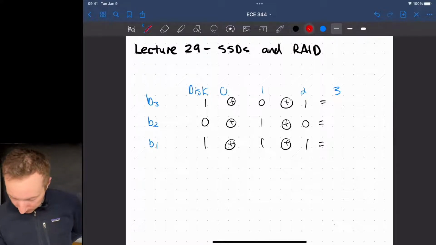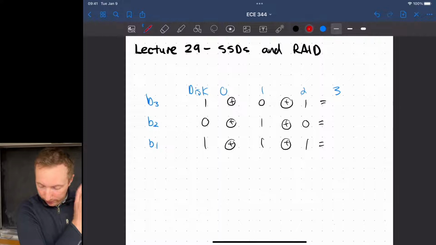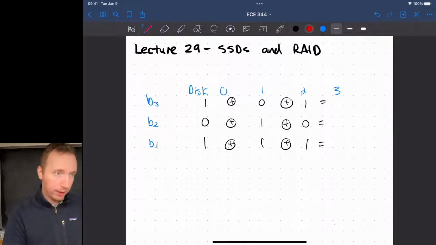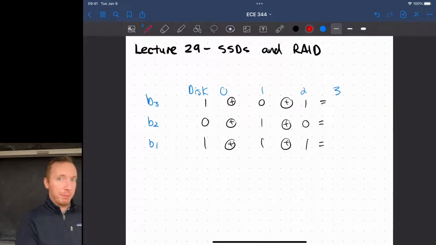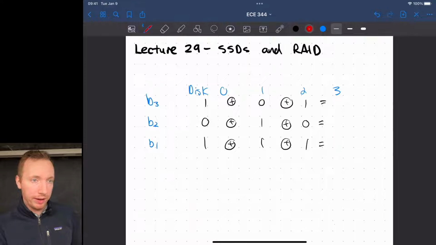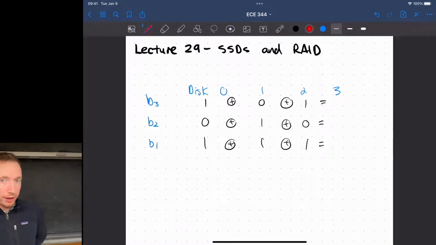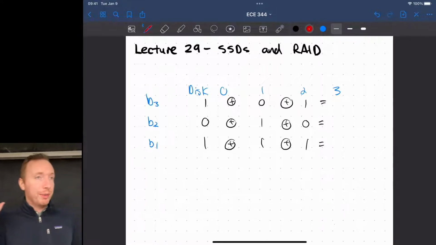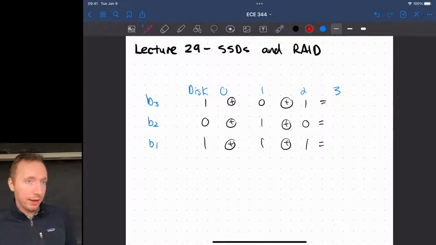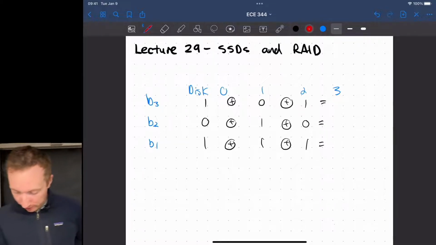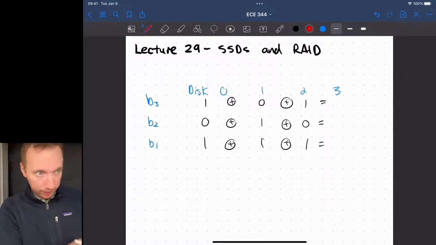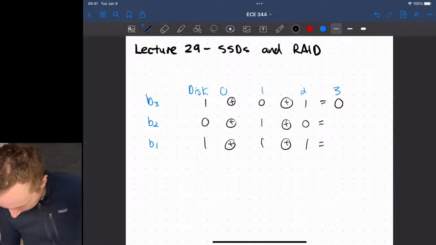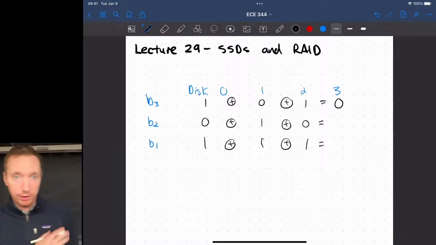So for bit 3, on disk 0, 1, and 2, the XOR between 3 things is basically, the shortcut way to think about it is, it's going to be 0 if the sum of all of them is even, and 1 if the sum of all of them is odd. In this case, if we add 1 plus 0 plus 1, that's even. So the XOR of all that is going to be 0, and we would store that information on the 3rd disk.